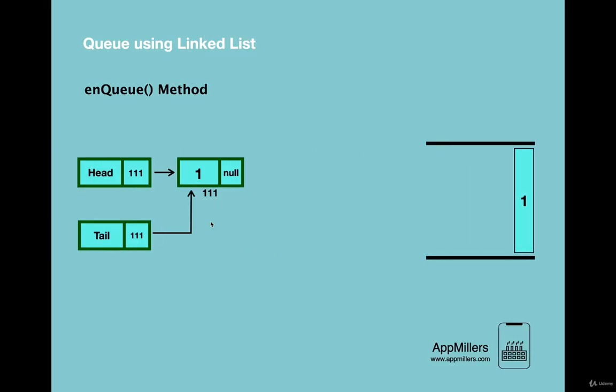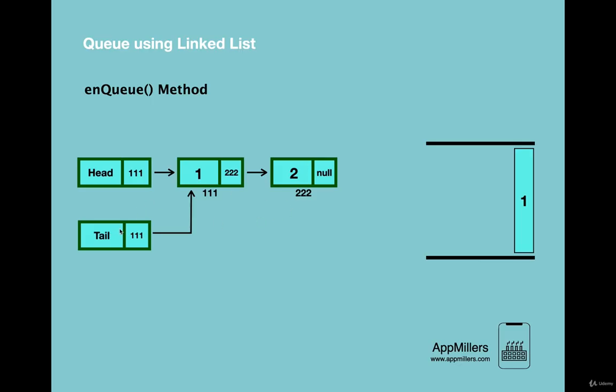Now if we want to insert another node, once again we will create a new node and assign a value to it. Then we need to create a link between the first node and this newly created node. We know that the physical location of this node is 222, so we will set the first node's next reference to 222. By setting it, we are creating a link between the first node and this node.